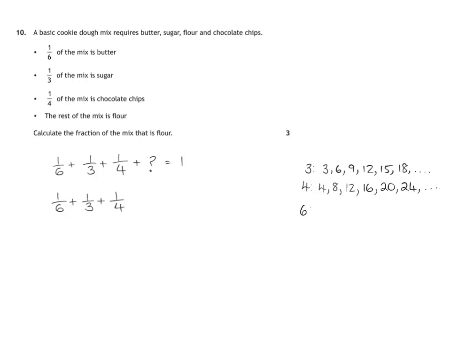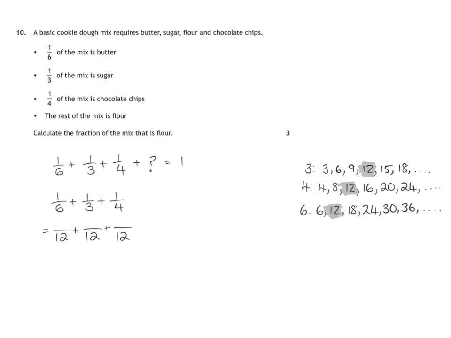My 6 times table: 6, 12, 18, 24, 30, 36, etc. So we're looking for the first number that appears in all 3 lists, which we can see is 12. So 12 exists in all 3 of those lists. So 12 is the number that we want the bottom of our fractions to have. So we need to change all of these so they've got 12 on the bottom.